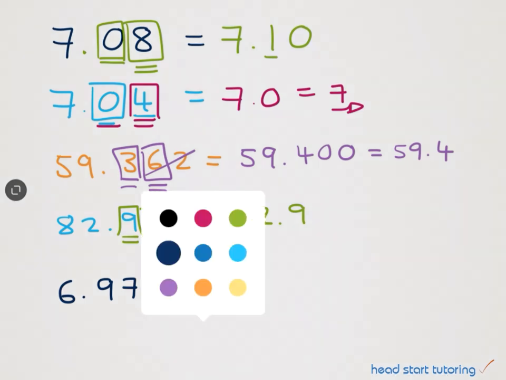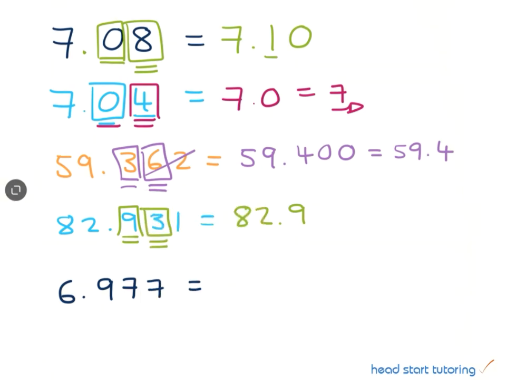.977. If we would like to round this number off to the nearest tenth again, we need to have a look at the value to the right of our tenth, which is our 7. We've got 7 hundredths there, and because that 7 is 5 or greater, that is telling us that 6.977 is closer to 7.0 than it is to 6.9.